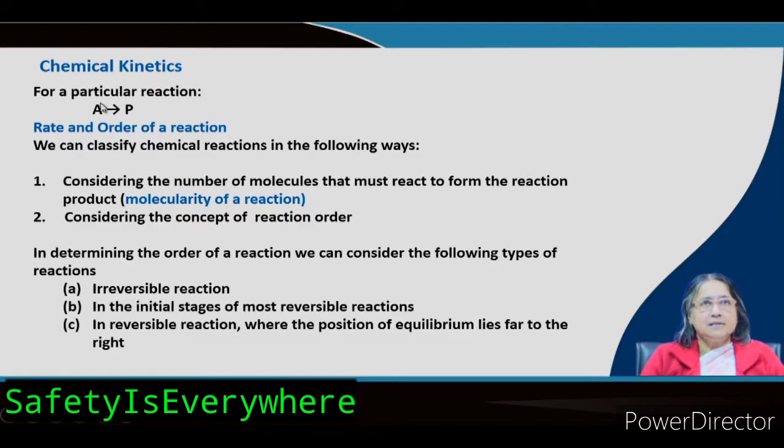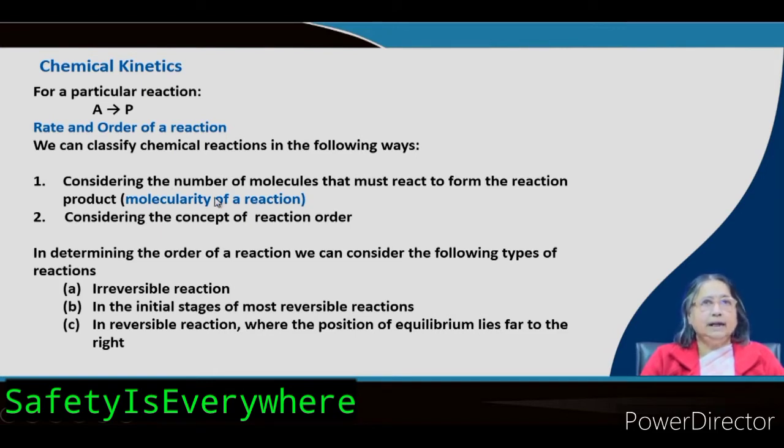So, to talk about chemical kinetics, let us start with a very simple example. Say A is a single reactant giving a single product P. Rate and order of a reaction are very important, and we can classify the chemical reaction in two different ways. The first is the molecularity of the reaction, that means considering the number of molecules that must react to form the reaction product.